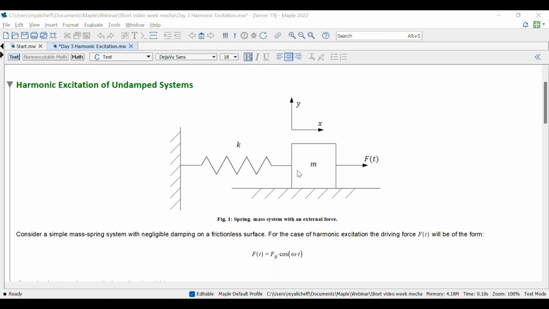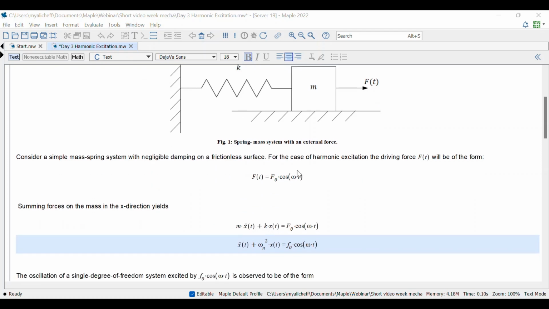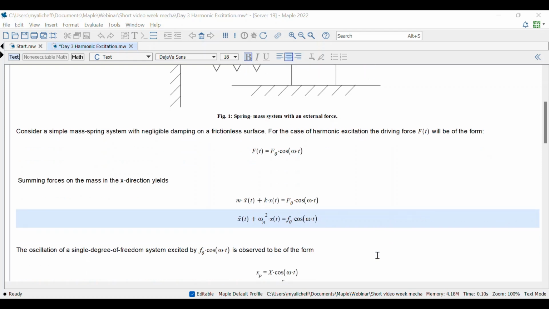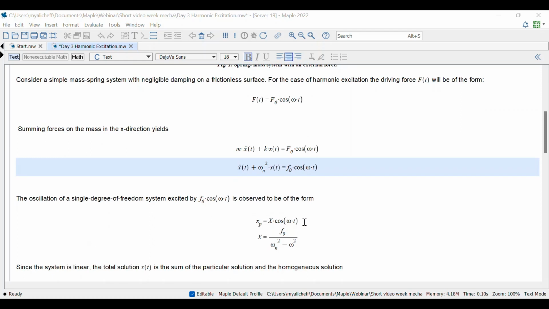Here, the sum of the forces in the y direction is 0, so we have no motion in that direction. We sum forces on the mass in the x direction, and that gives us this equation. Here we have an excitation force F0 cos omega t, and so the solution will be of the form x_p, with capital X being the amplitude of the response.